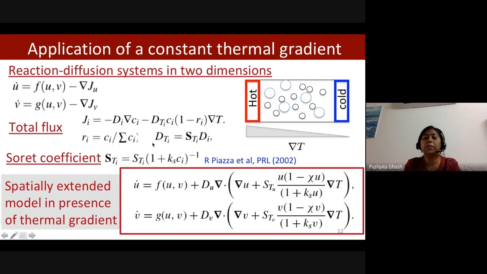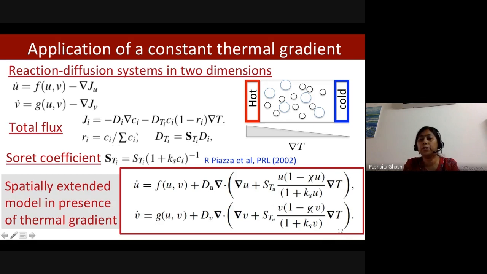So altogether, if you consider this modified flux in this reaction diffusion setup, we could see this kind of spatially extended system under the presence of a thermal gradient, where S_T^u and S_T^v are just the Soret coefficients of these two species u and v. Chi is nothing but the sum over these two species, which is the initial constant, which is a free parameter we can take as one for our purpose.